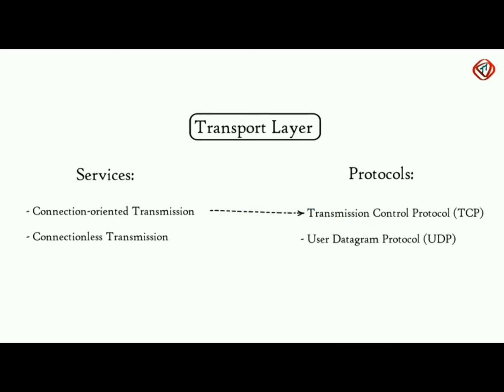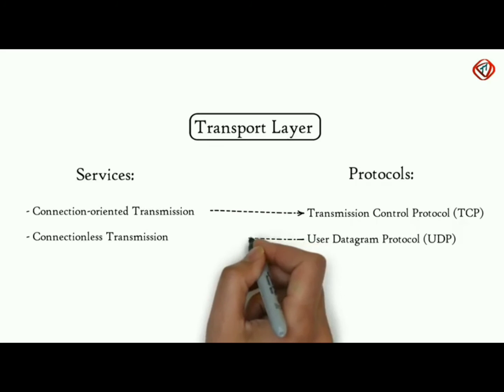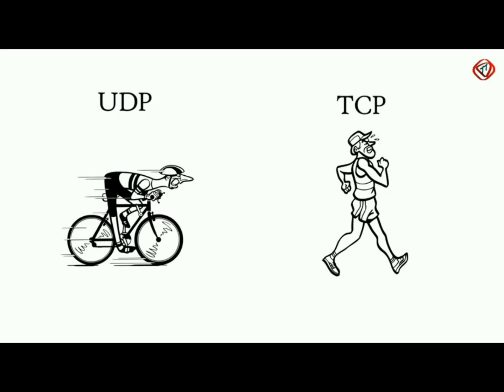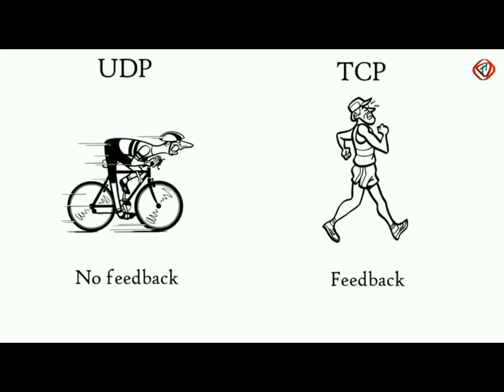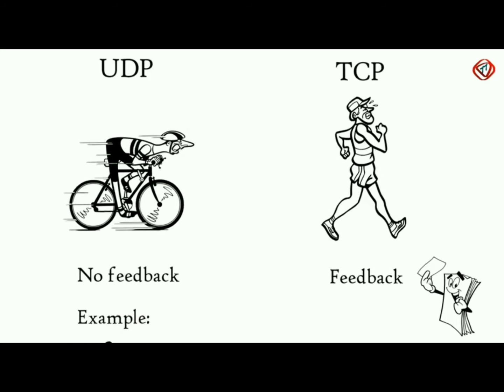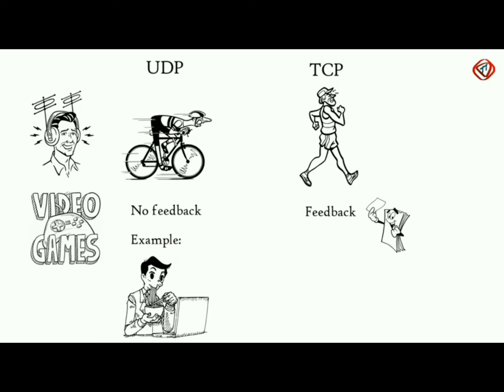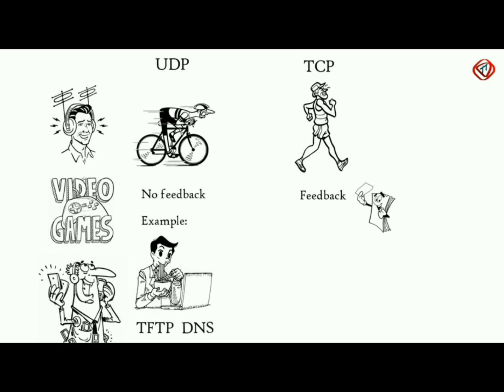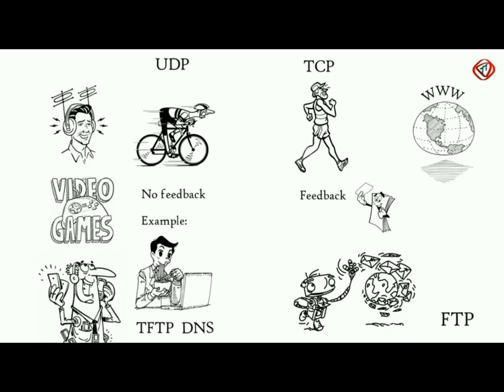Connection-oriented transmission. Connection-oriented transmission is done using Transmission Control Protocol or TCP. TCP is considerably slower than UDP because it provides feedback on whether the data is received or not. The data can be sent again if not received. Connectionless transmission. Connectionless transmission is done using User Datagram Protocol or UDP. UDP is faster than TCP because it doesn't confirm that data is actually received on the receiver side.